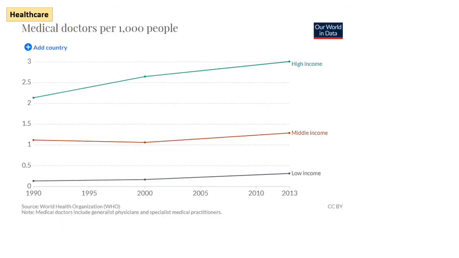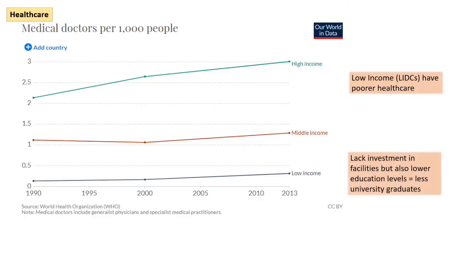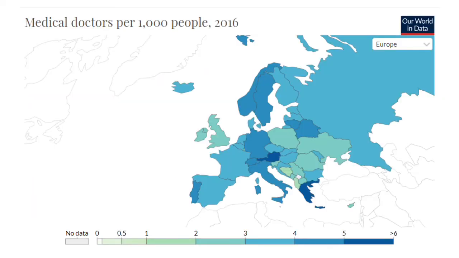We can obviously see this on a global scale, and we see that LIDCs often have much lower rates of healthcare quality. This is in doctors per thousand, it's less than 1 for lower income. And again, lack of investment in facilities, but also lack of investment in education, no resources for education, so you get fewer university graduates, which means you're probably going to get fewer people becoming doctors, where we get the opposite happening in high income countries.